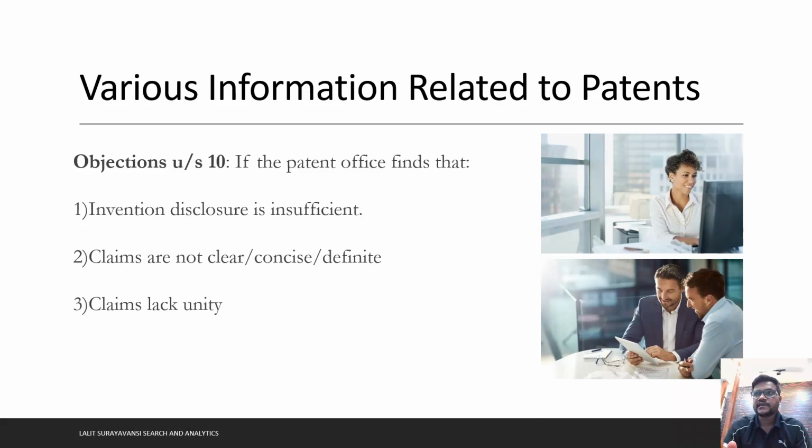So one claim is claiming something, and the other is claiming some other thing, and there is no correlation or coherency between the two claims. Based on that, if the patent office feels that there is no clarity or insufficient disclosure, they will raise an objection under section 10.